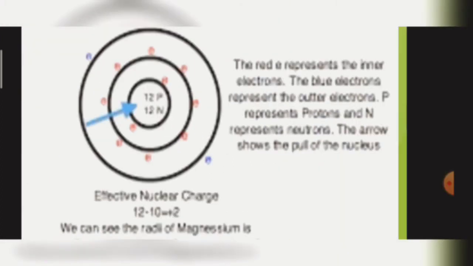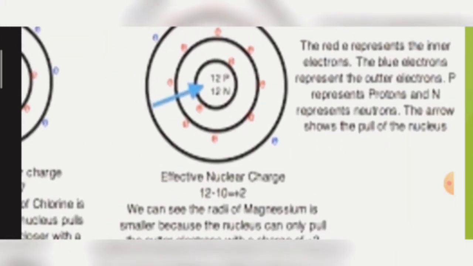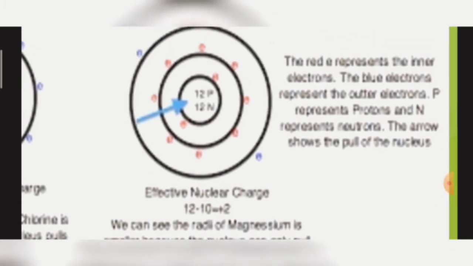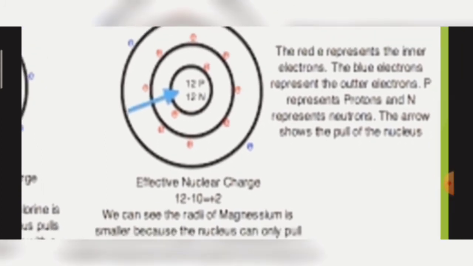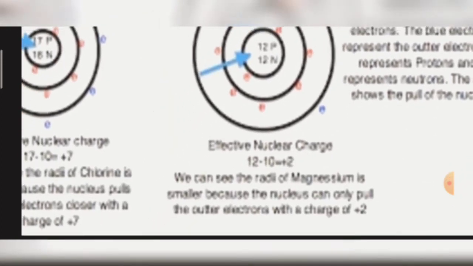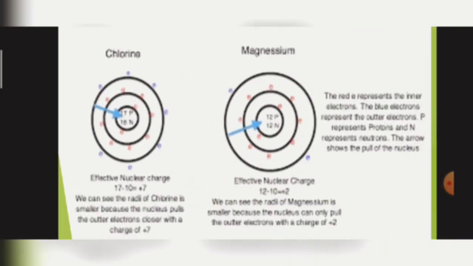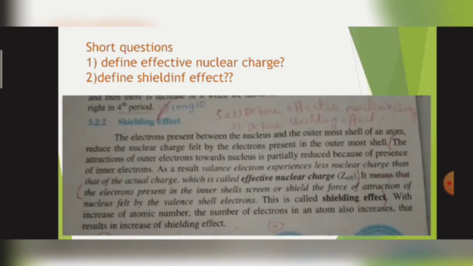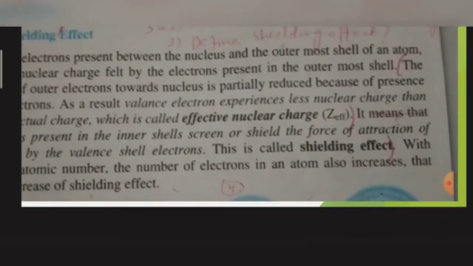So Z is equal to 12 and S is the screening effect, the inner electrons or shield, which provide the shielding effect. So the number of electrons will be 10, and the effective nuclear charge of magnesium will be 2. So this is the effective nuclear charge, and you can mark the headings from here.